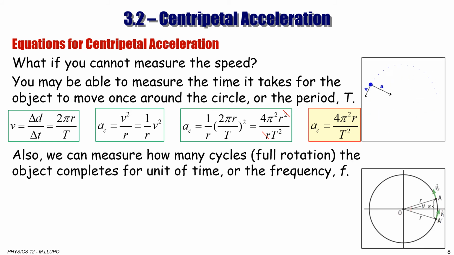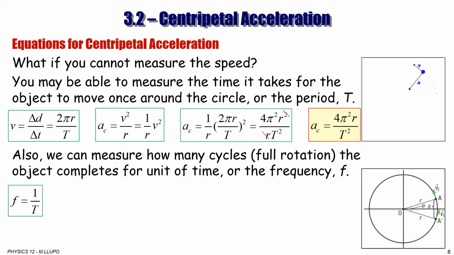Now we know that sometimes we may actually just count the cycles per unit of time. So we can measure how many cycles or full rotations the object completes per unit of time, or what we call the frequency of rotation.